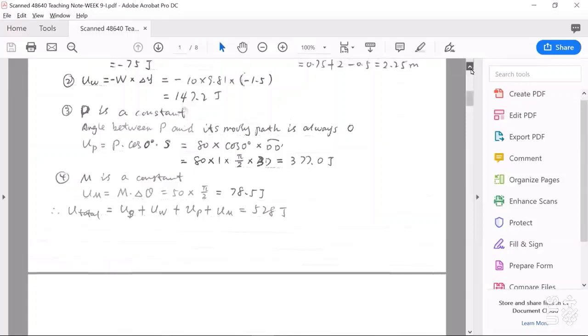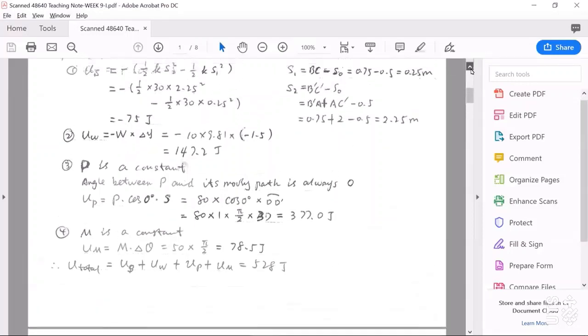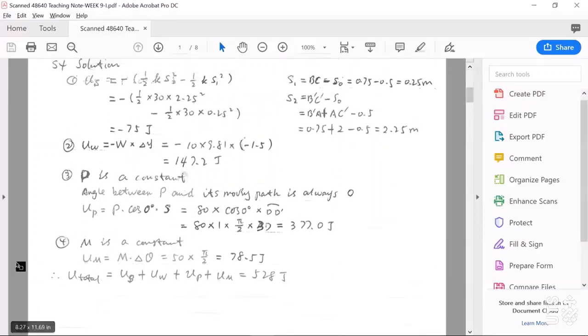Okay, now the total work done by all these external forces add up. They are all scalars, so just simply add up. We can get 528 joule.